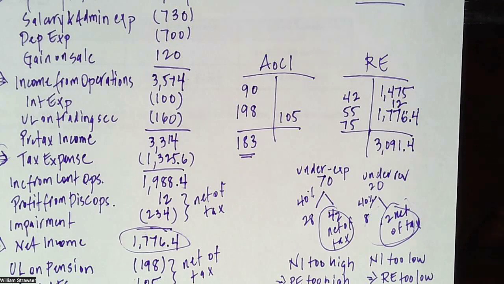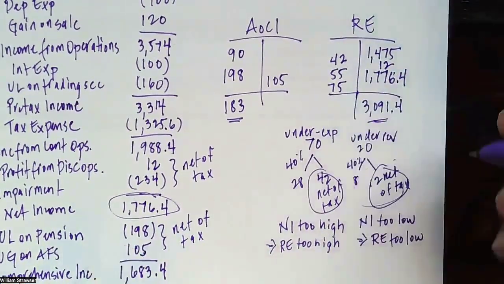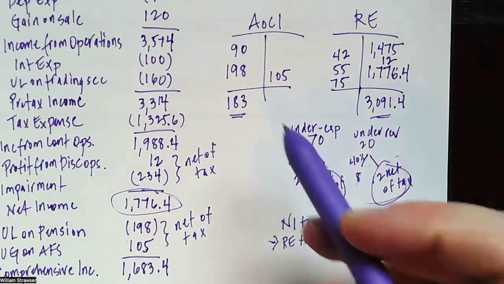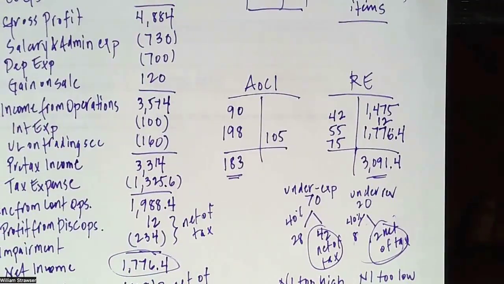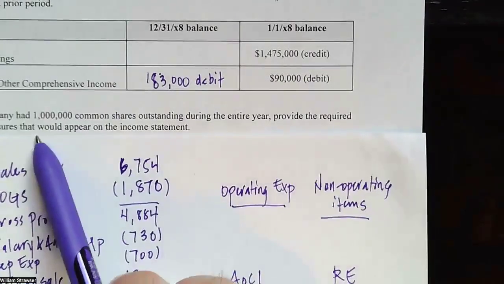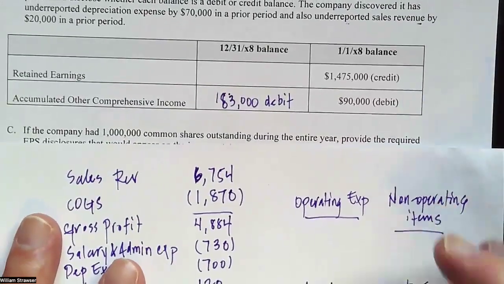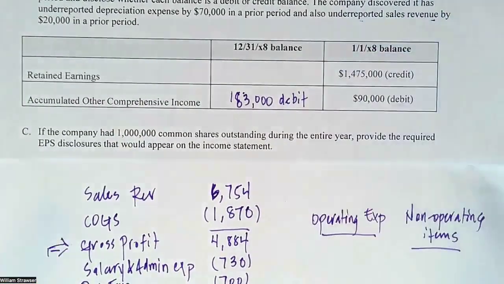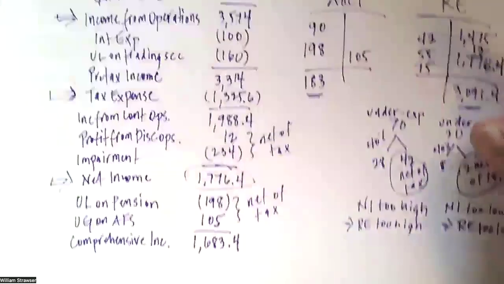All right. So we got those two. That would be a credit balance for retained earnings, a debit balance for AOCI. We got those two. The final thing is about EPS. And the EPS is a million common shares, not dollars, because these are not dollars. A million common shares were outstanding during the entire year. And it's asking us to provide the EPS disclosures that we would need for this particular statement.